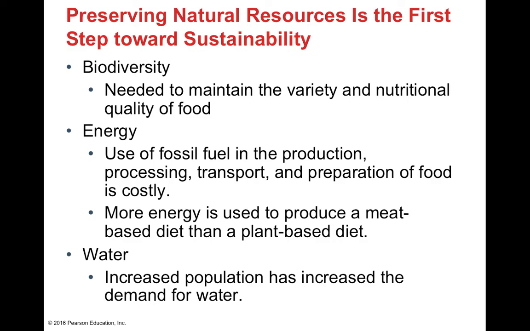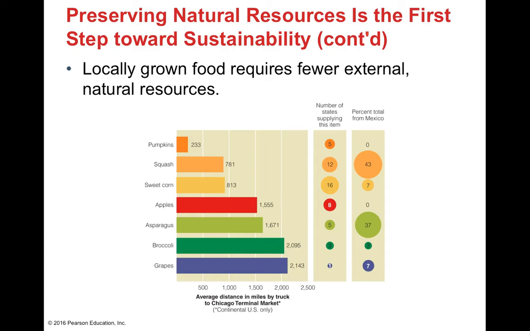Energy is broken down into where we get our energy from. Mainly it's fossil fuels. We use fossil fuels in producing our food, processing our food, transporting our food, and preparing our food, and this can be very costly. A meat-based diet is far more costly than a plant-based diet in terms of energy consumption. And in terms of water usage, we have a huge demand on our water supply based on the increased population, both for themselves and also because creating that food demands water.